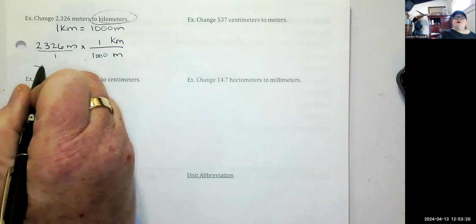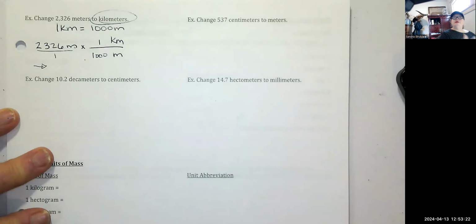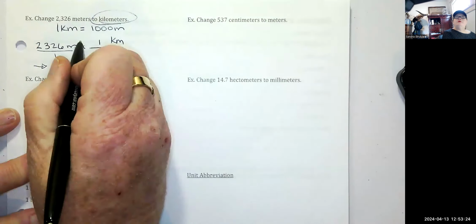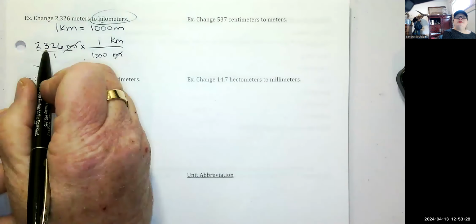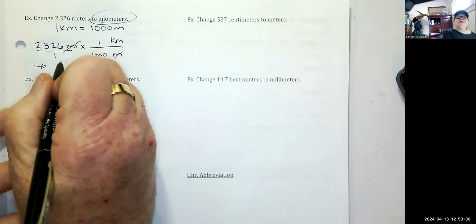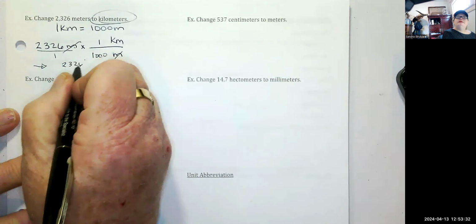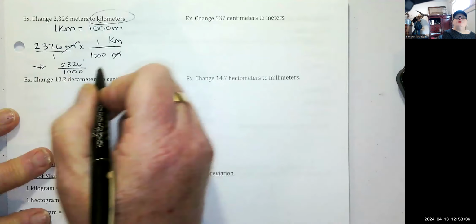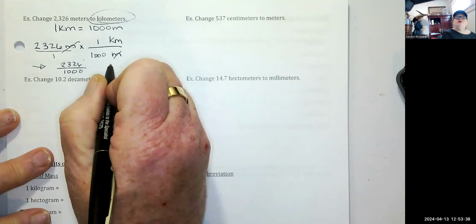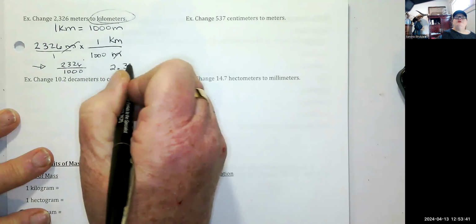Remember, you multiply straight across. There's no more cross multiplying until we get to proportions. And our meters are gone and we're left with kilometers. So we're golden. That's 2,326 divided by 1,000. Okay, so when you divide that, that's going to be 2.326.